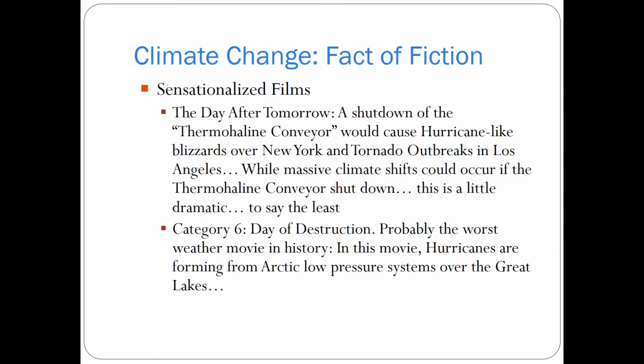But then what about the sensationalized films? Well, let me give you an example of one. If you've ever watched The Day After Tomorrow, in The Day After Tomorrow, the thermohaline conveyor shuts down. And when the thermohaline conveyor shuts down, this causes the Earth to flip over into an ice age in a matter of a couple of weeks, and it's hurricane-like blizzards that do this. And LA is hit with tornado outbreaks, and there's all kinds of sensationalized stuff.